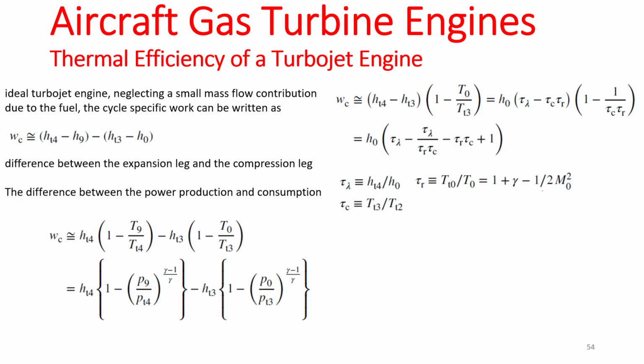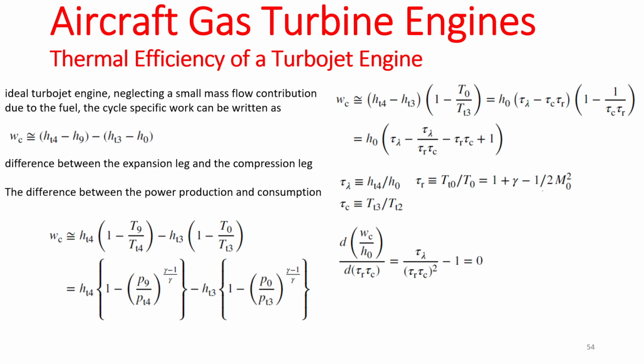So you want to take the derivative of WC over H naught, and that derivative must be equal to 0. But you're taking the derivative with respect to tau r and tau c, which are essentially the things that you can play with, right? You cannot play with the temperature after the combustor because that's your temperature limit, right?